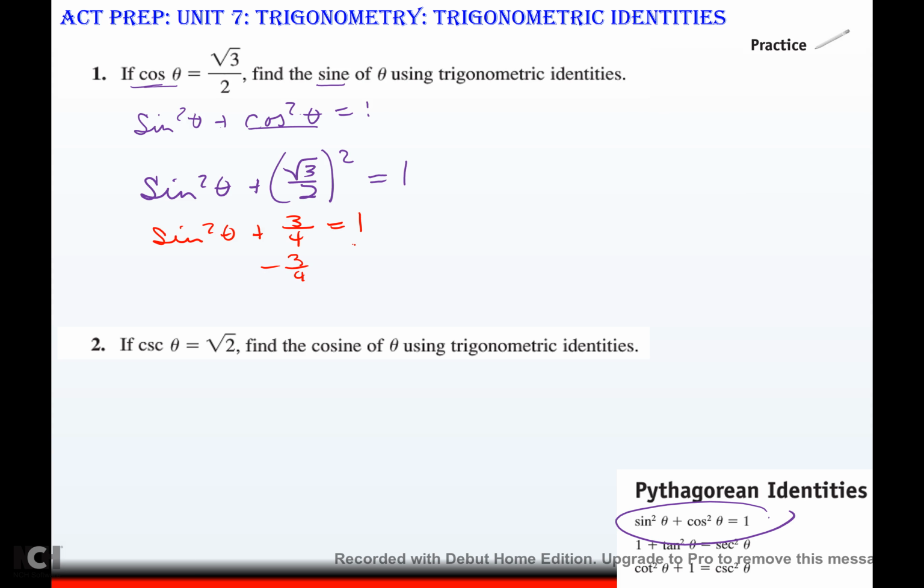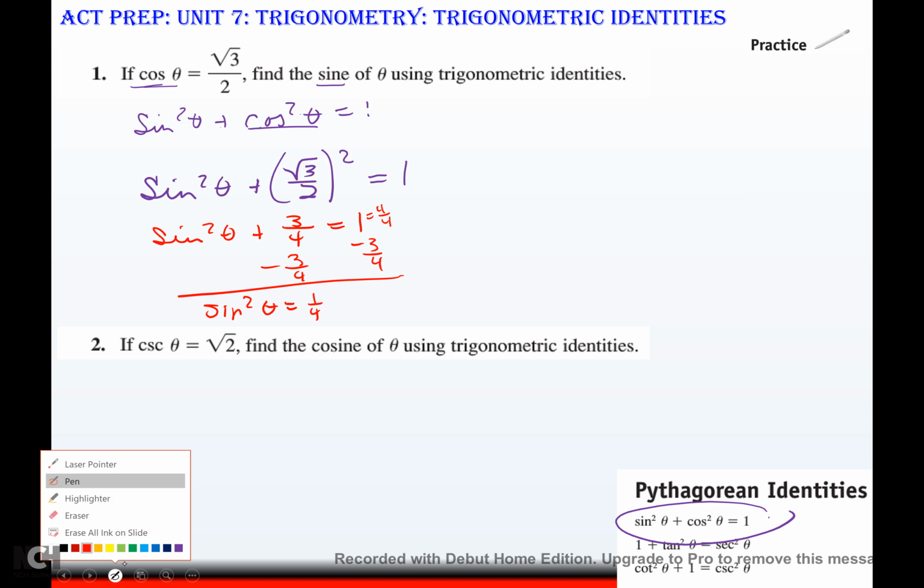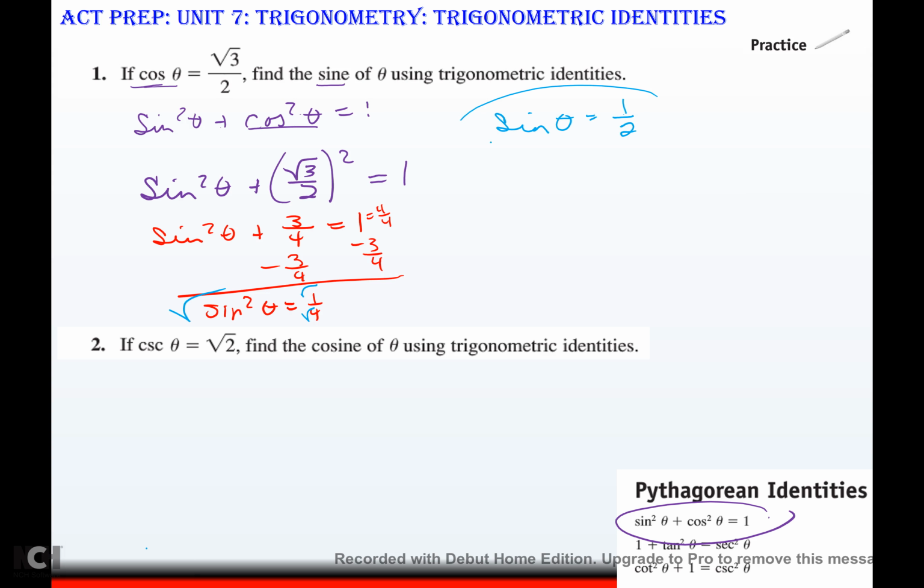So I'm going to subtract 3/4. And that gives me sine squared theta equals, again, this would be 4/4, take away 3/4 would be 1/4. Square root, and I get sine theta equals 1/2.